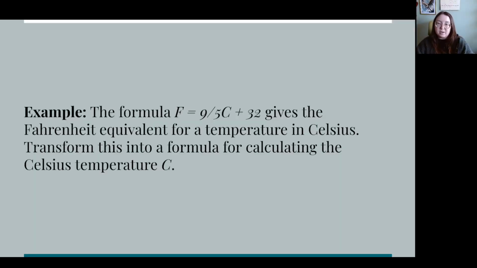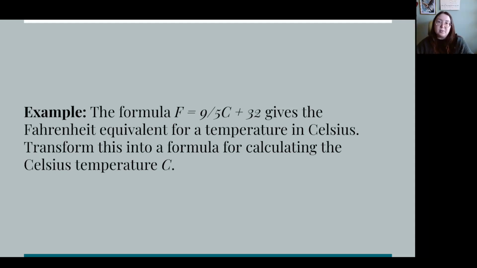Now we're going to do another example. We have the formula F is equal to 9/5 C. That C is being multiplied by the fraction 9/5. C is not in the denominator in this case, just to clarify. Plus 32 gives the Fahrenheit equivalent for a temperature in Celsius. We're going to transform this into a formula for calculating the Celsius temperature C.